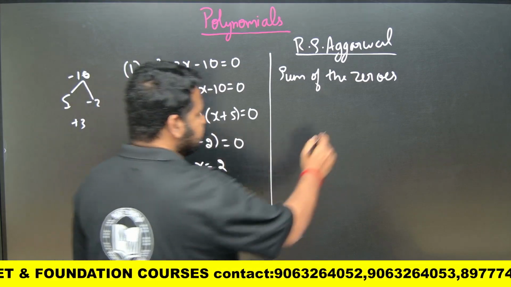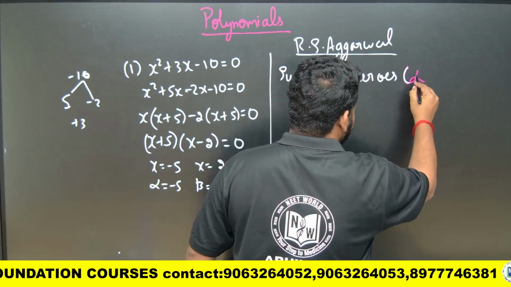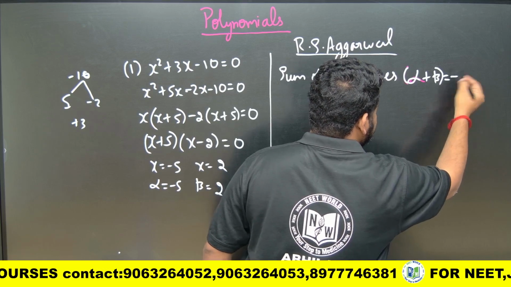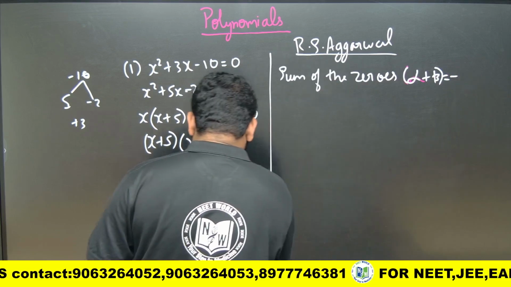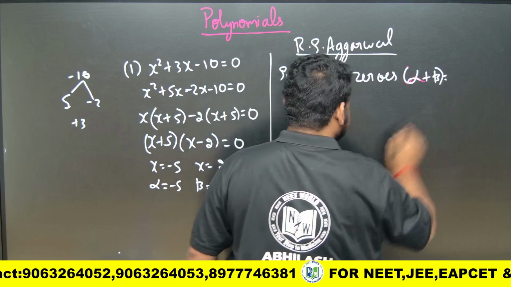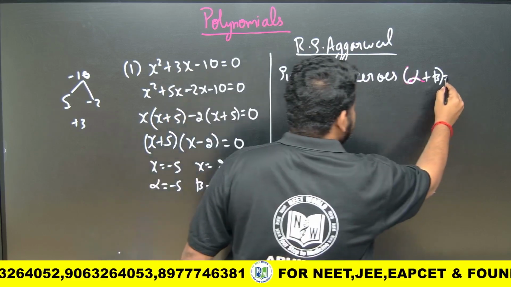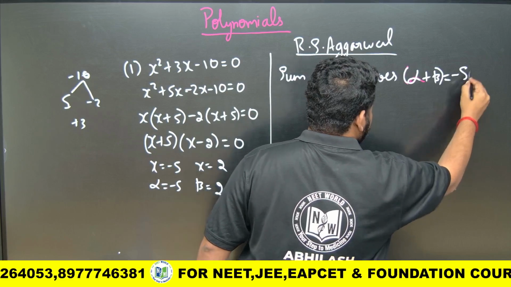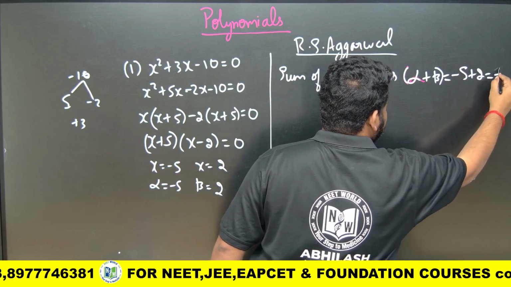Now sum of the zeros is what? Alpha plus beta. That is equal to minus b by a. That is the formula method. But here we are not using the formula method. Here we are using the direct method. That is alpha plus beta. Alpha is minus 5 plus 2. This is equal to minus 3.